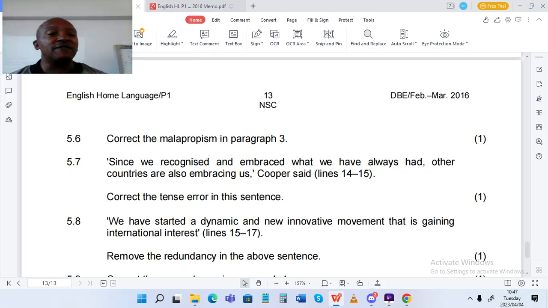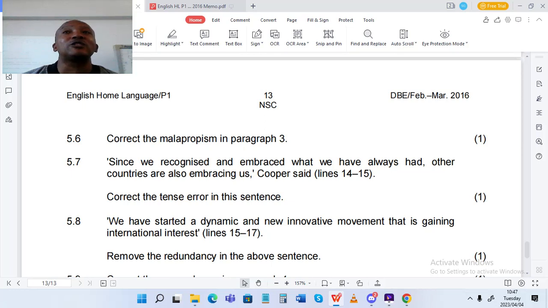Now, let's look at this. We have started 5.8. Listen, guys, I can stay here today and teach like this the whole day and help you get through this thing. We have started a dynamic and new innovative movement that is gaining international interest. That's line 15 to 7. What do you have?